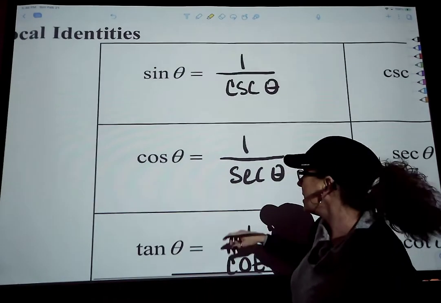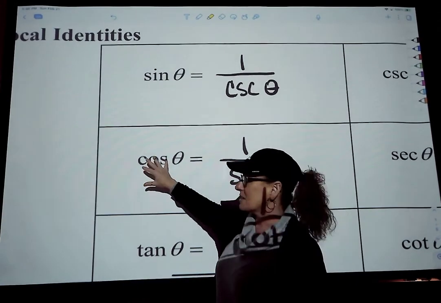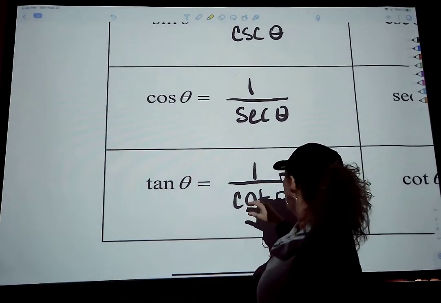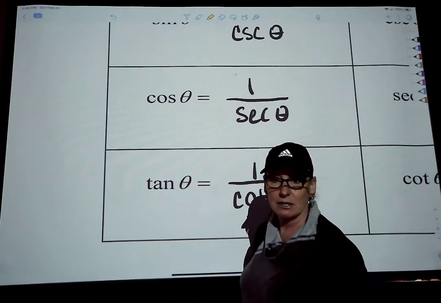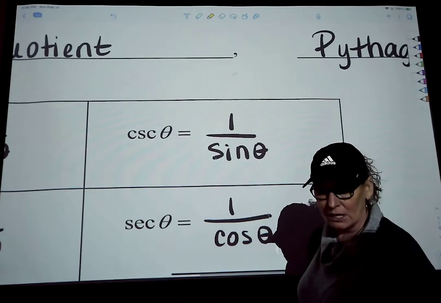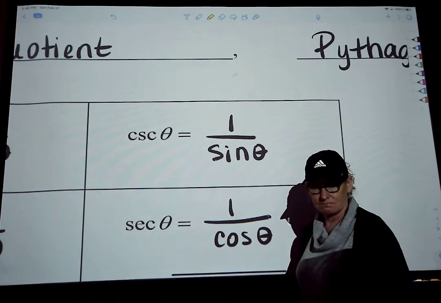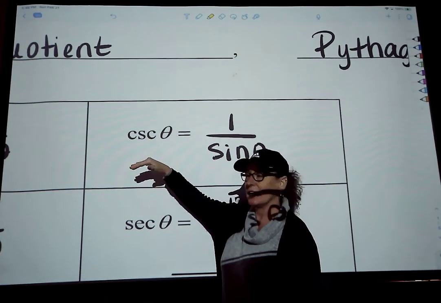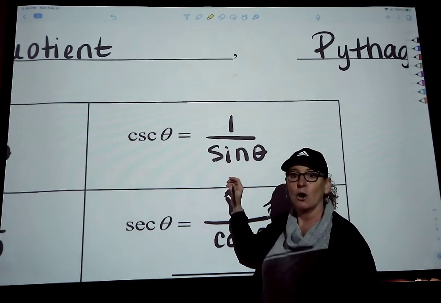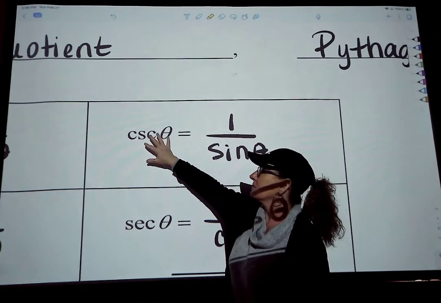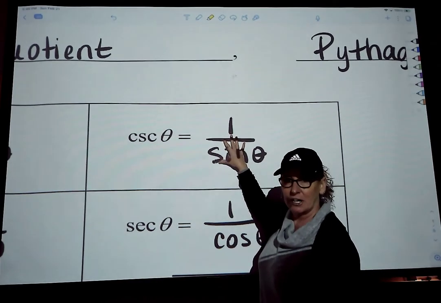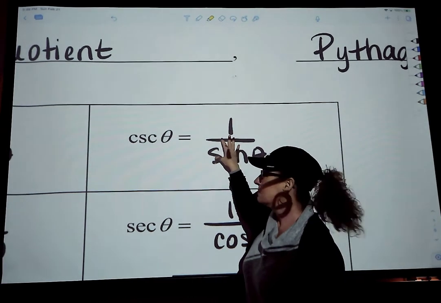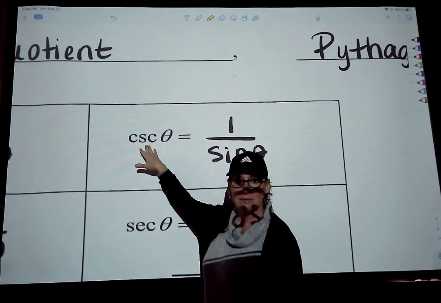Okay? Same thing for 1 over secant. You can sub in cosine. And when you see 1 over cotangent, you can sub in tangent. Also, when you see just a normal cosecant, you can sub in 1 over sine. Why would you do that? Why would you make something like this a little more complicated and turn it into a fraction? Because you're better with sines and cosines than you are with cosecants.